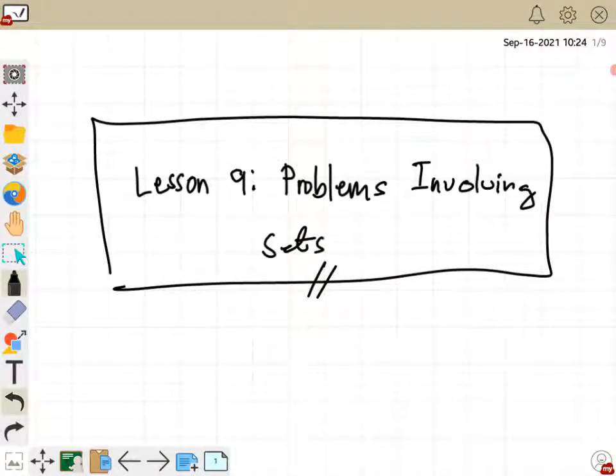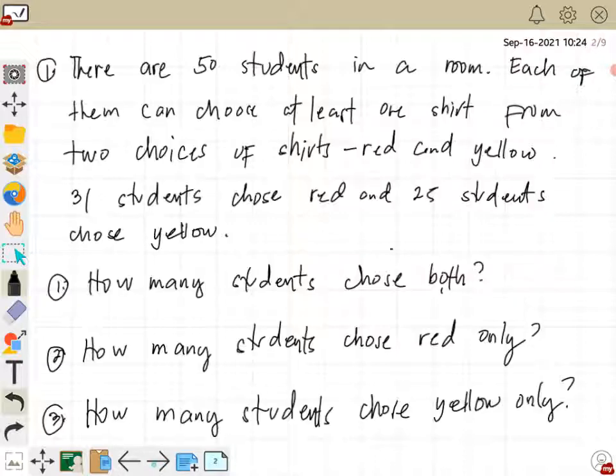In this video, we are going to solve some problems which are related to sets, problems that can be solved by sets or counting elements. So this is the last lesson for our chapter 1, which still talks about sets. So we have our first problem.